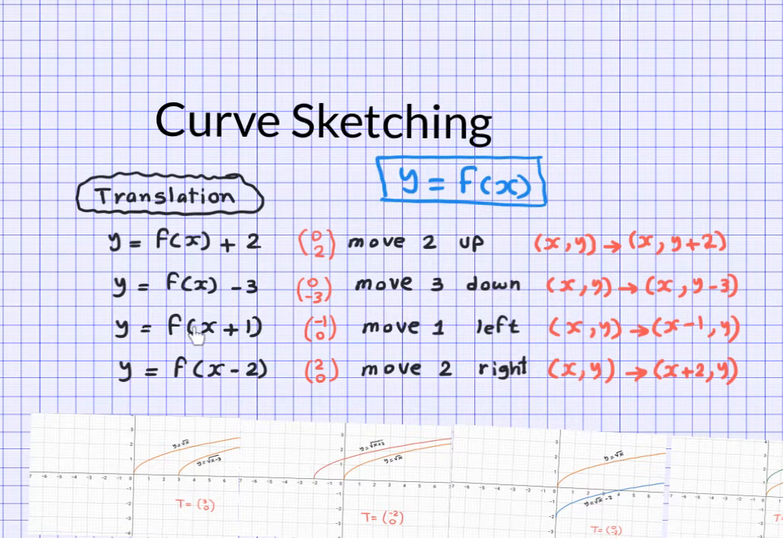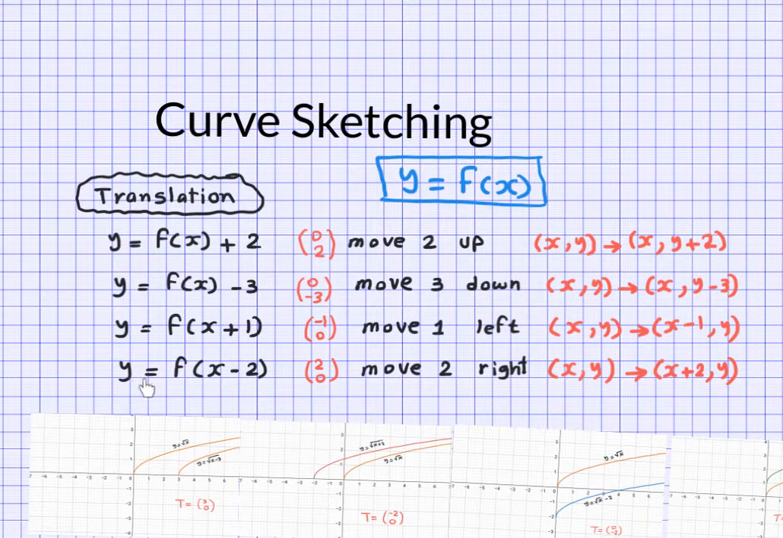In this curve, if we have f(x plus 1), this means move 1 unit to the left. It might look like a plus, but we move 1 unit left. So if we have point (x, y), this point will be (x minus 1, y). And we represent this translation by (negative 1, 0). So minus 1 for every x, and y unchanged.